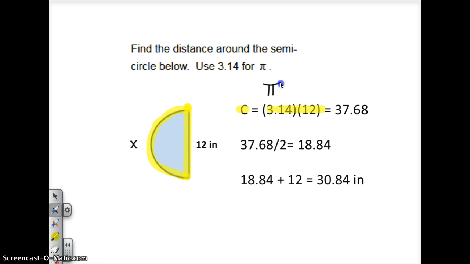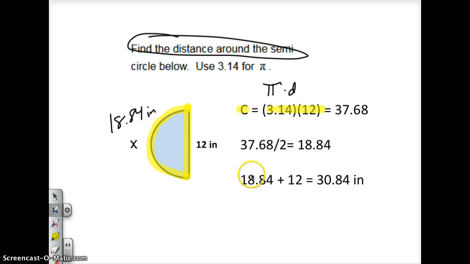Pi times diameter, and the diameter is 12. We're using 3.14. So our whole circumference is 37.68. We have a semicircle, so we divide it by 2. That equals 18.84. So now we know this arc length is 18.84 inches. However, we're being asked for the distance around the semicircle, so that's the whole yellow highlighted portion. So we need to add 12 plus 18.84 together for 30.84 inches.